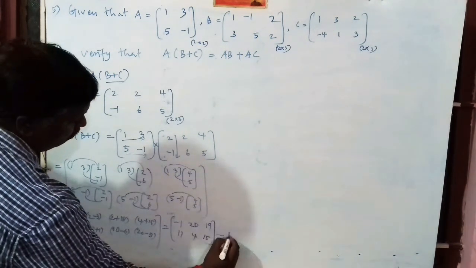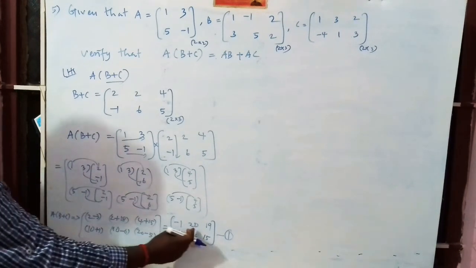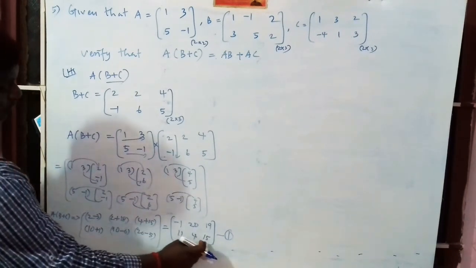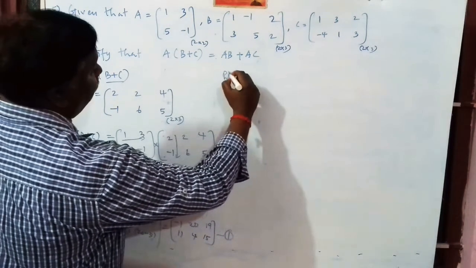This is equation 1, the left hand side. This value is called the left hand side. The values are minus 1, 20, 19, 11, 4, 15. This is the left hand side. Next, the right hand side, RHS.